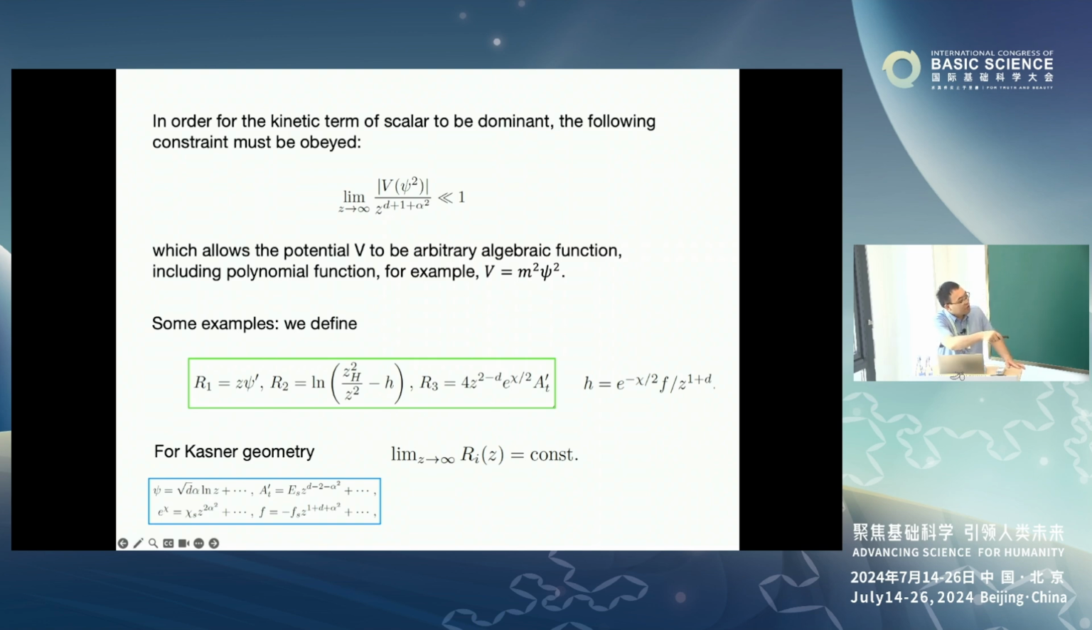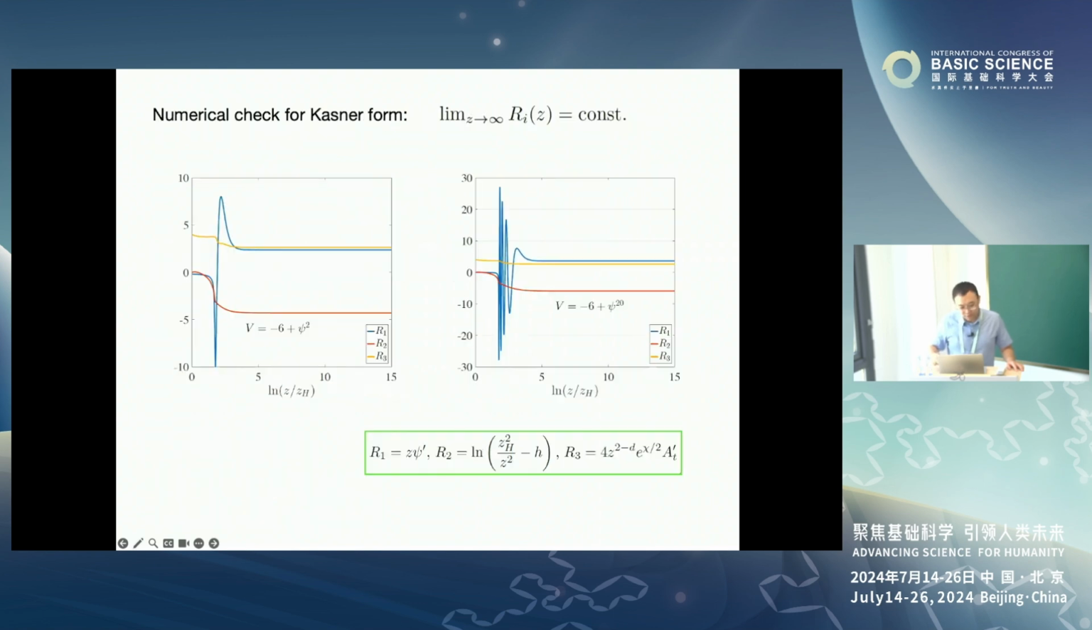So here, let me show you some numerical examples. For convenience, we introduce this combination. For the Kasner universe, these three combinations will go to a constant near the singularity using these conditions. Here we show you this case, a free scalar or even a more complicated case. You see this event horizon. After the event horizon there is complicated behavior, but when you go to the singularity, all these quantities go to a constant, giving you a stable Kasner universe.